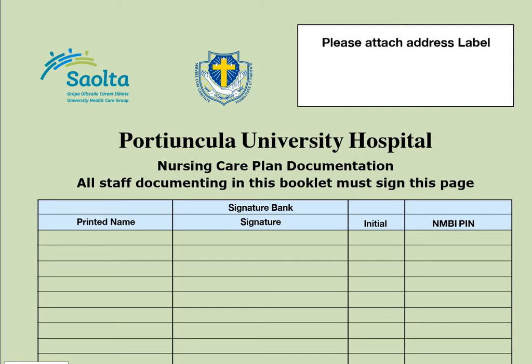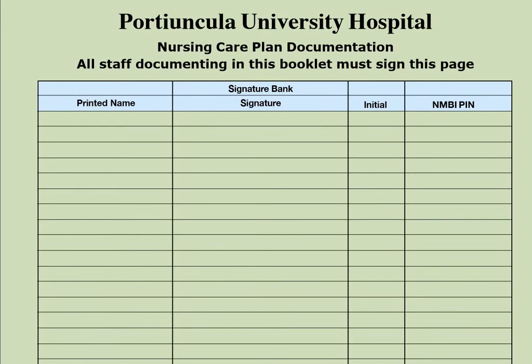Hello, this is a presentation on how to complete Portiuncula University Hospital's General Nursing Care Plan Documentation, Volume 4. On the cover page of the document, there's an area here to attach the patient's addressograph label, and we also have a signature bank. All staff documenting in this booklet must sign this page and include their printed name, signature, initial and NMBI PIN.